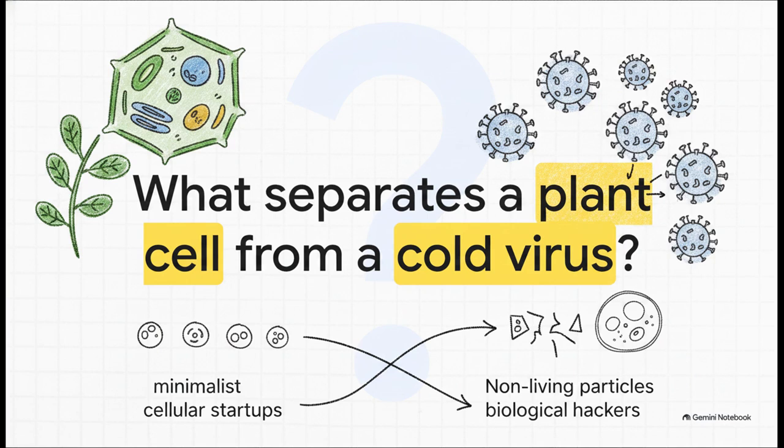Have you ever actually stopped to wonder what separates a super complex living entity, like, say, a plant cell, from something like the common cold virus? I mean, on a microscopic level, they're bumping around in the exact same environment, but they are fundamentally entirely different in how they're built and how they survive. Today, we're going on a bit of a journey. We'll start with the most complex, highly organized living cells, strip things all the way down to these minimalist cellular startups, and finally, we're going to confront the non-living particles that act as biological hackers.